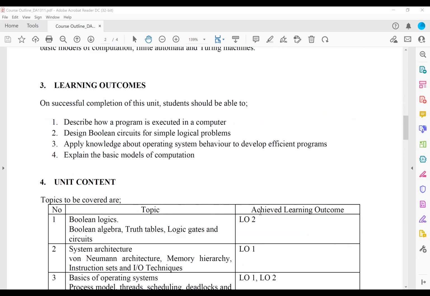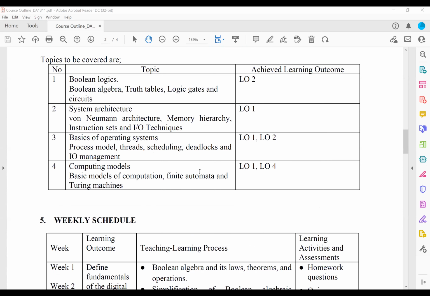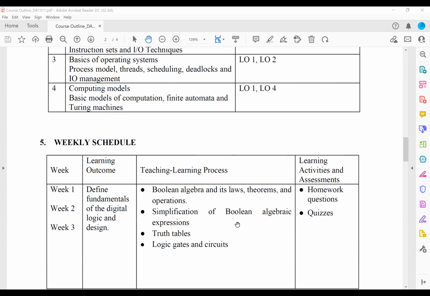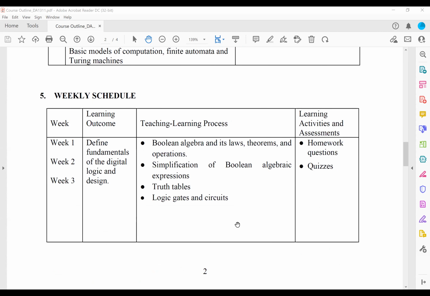After that you will be learning about operating systems and also the basic models of computation. These are the main topics of this course. There are four main topics. In the first chapter you will learn about Boolean logic, then the system architecture and the basics of operating systems, and finally computing models. Same as the other classes, for this class you will get homework and also quizzes.